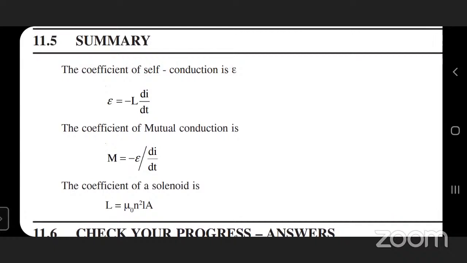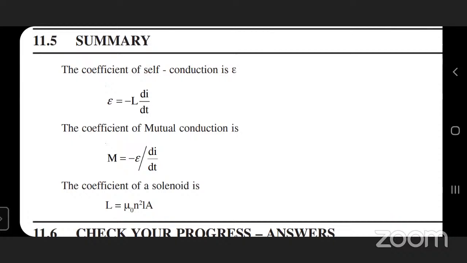What is the coefficient of self-inductance? Small e, where e is the electromotive force, equals minus L di by dt, or else L equals minus e by di by dt. Next, the coefficient of mutual inductance, M equals minus e by di by dt, where e is the electromotive force. What is the equation for the coefficient of self-inductance of a solenoid? L equals mu naught n square l.